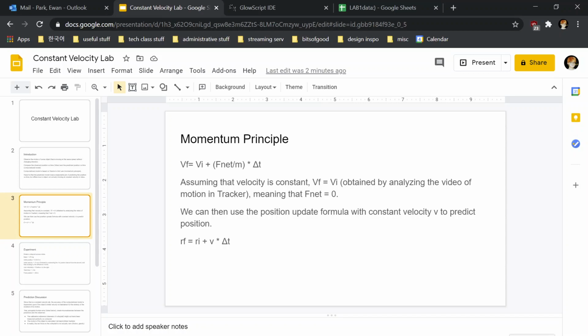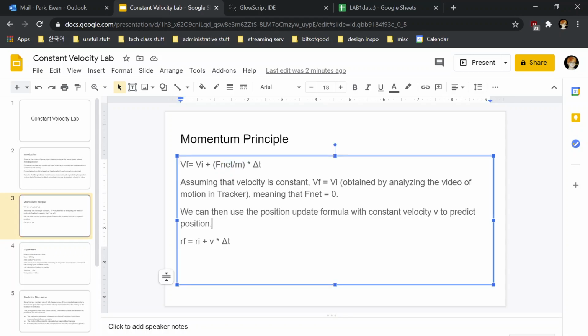If velocity final is equal to velocity initial, meaning there's constant velocity, that would mean that the F net is 0. If our F net is 0, we can use the position update formula with constant velocity v to predict future positions. So, as seen here, position final equals position initial plus velocity times change in time.